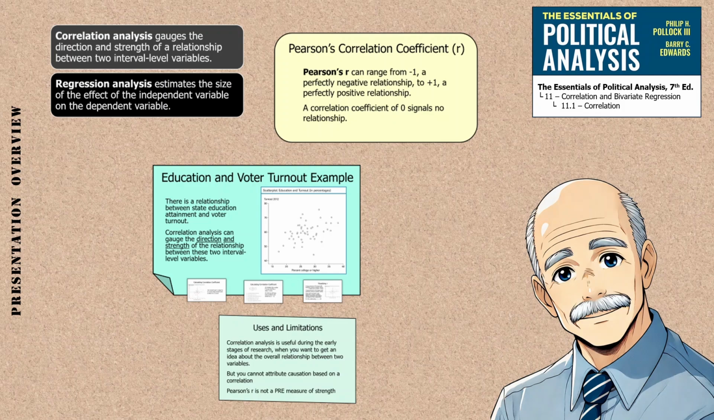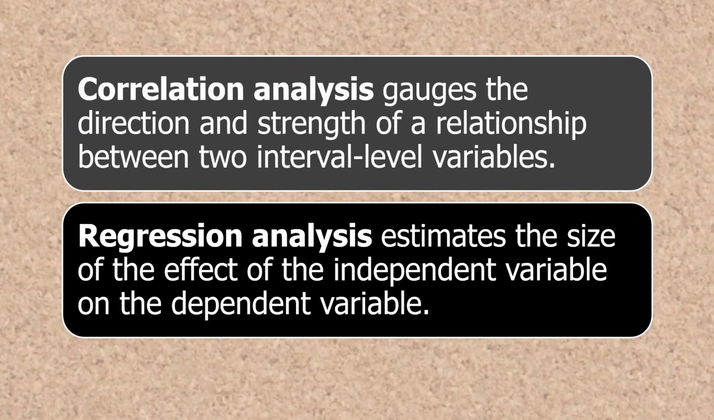In this screencast, I'd like to address correlation analysis. This is a statistic that you're probably familiar with. Correlation analysis produces a measure of association known as Pearson's correlation coefficient, or Pearson's r, lowercase r, that gauges the direction and strength of a relationship between two interval level variables. It's a very useful summary of a relationship.